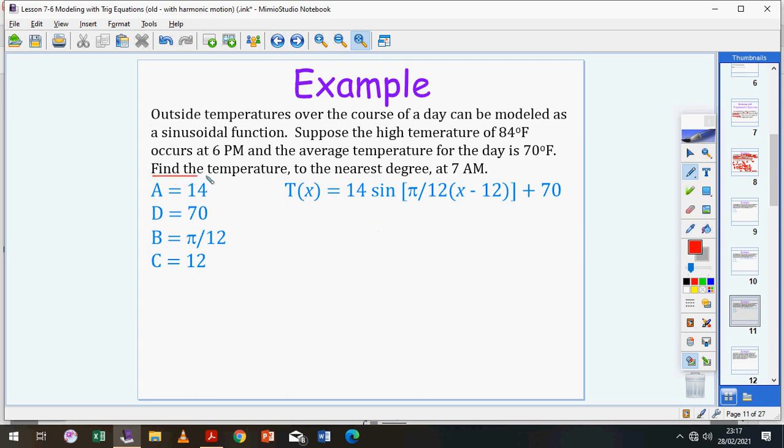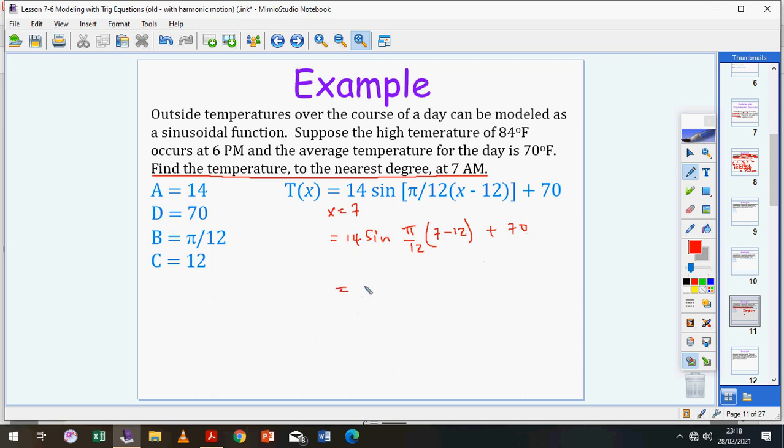Find the temperature to the nearest degree at 7 a.m. I just substitute for the time. 7 a.m. is 7 hours from the beginning, so I just substitute for x as 7 hours. So that's 14 sine pi over 12, open brackets, 7 minus 12, close brackets, plus 70. And then whatever this gives me is the temperature.